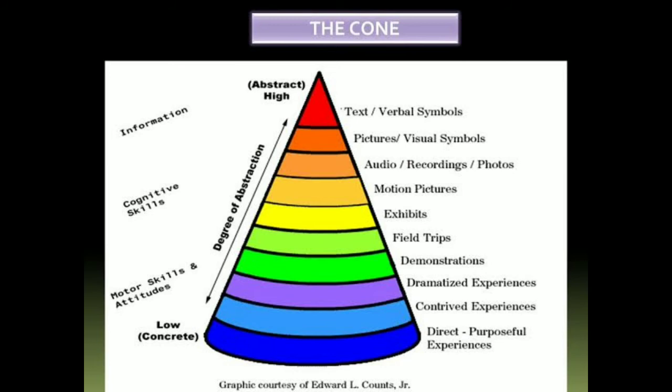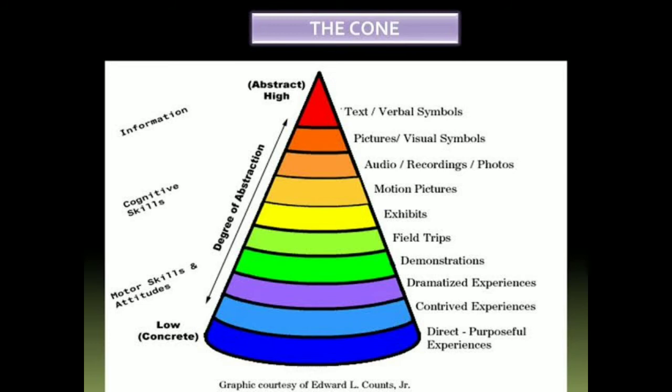Edgar Dale made the cone of experience. It is composed of 11 stages. At the top of the cone are verbal symbols and visual symbols. These are the symbolic experiences, learning through abstraction.